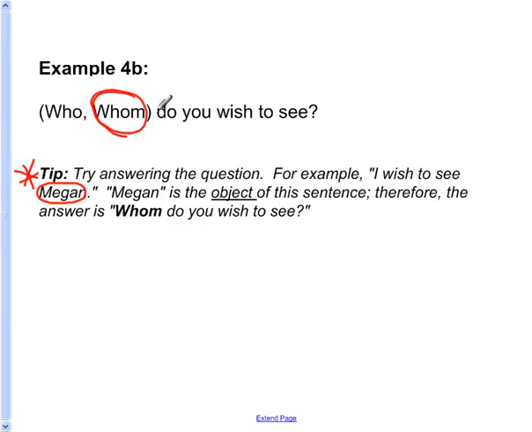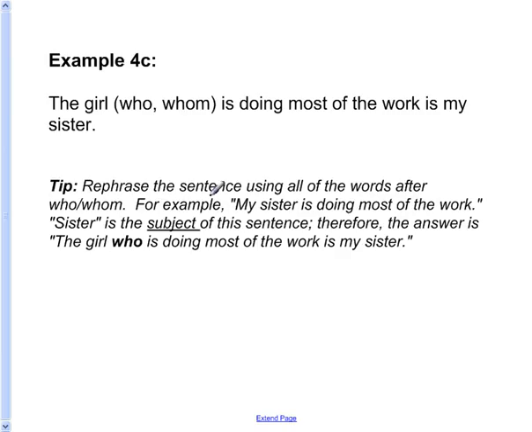Whom do you wish to see? I wish to see Megan. Who would be the form used if we were referring to the subject, but we're referring to the object, so it's whom. Example 4C.